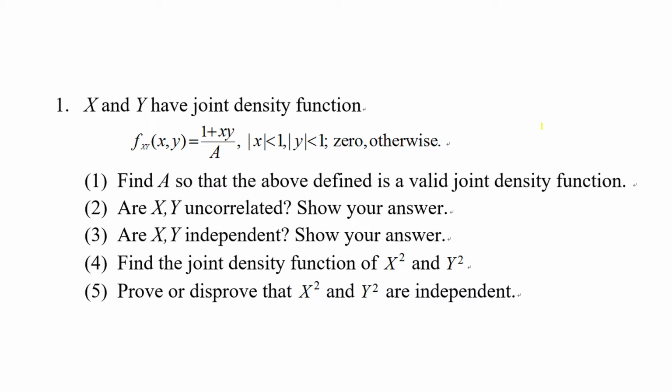This question is: x and y have a joint density function f_xy like this, (1 plus xy) divided by a, and the absolute value of x is less than 1, and the absolute value of y is less than 1 too. f_xy is equal to 0 otherwise. And the first question is: find the a so that the above defined function is a valid joint density function.